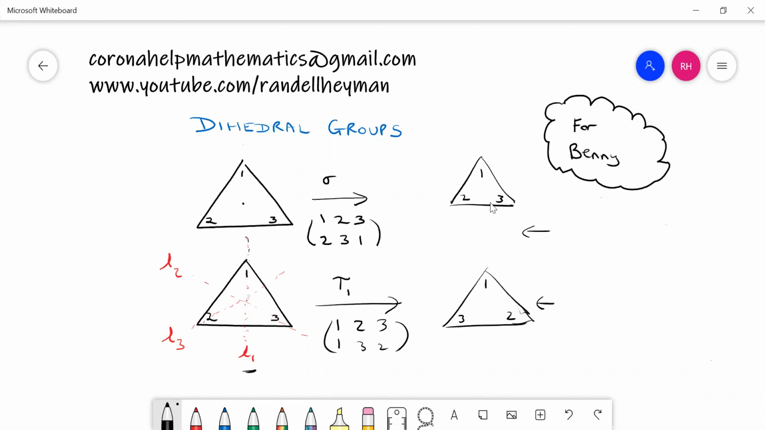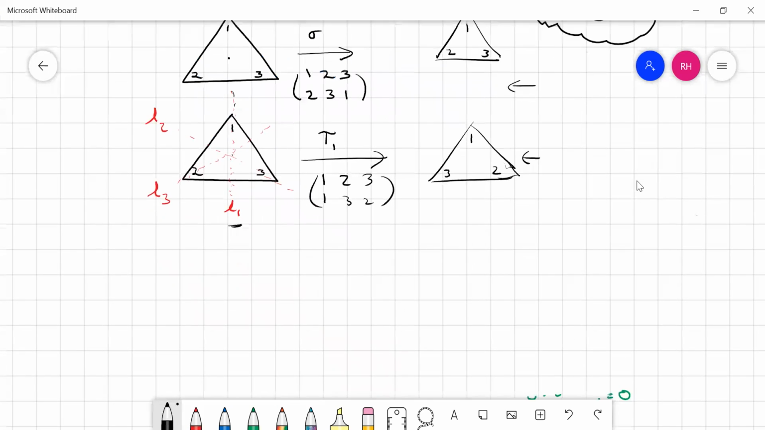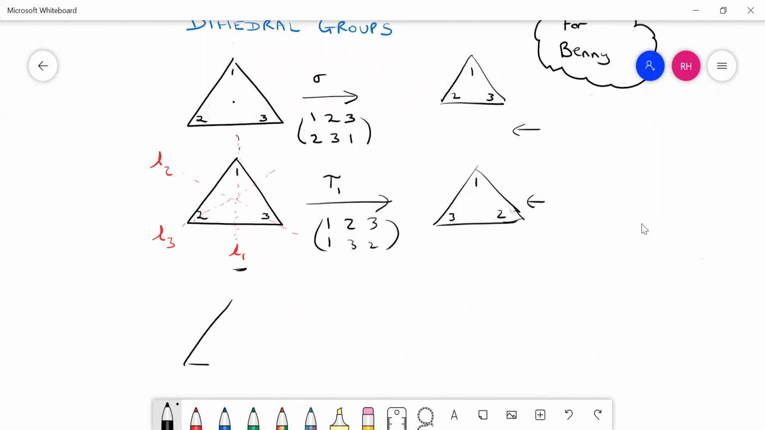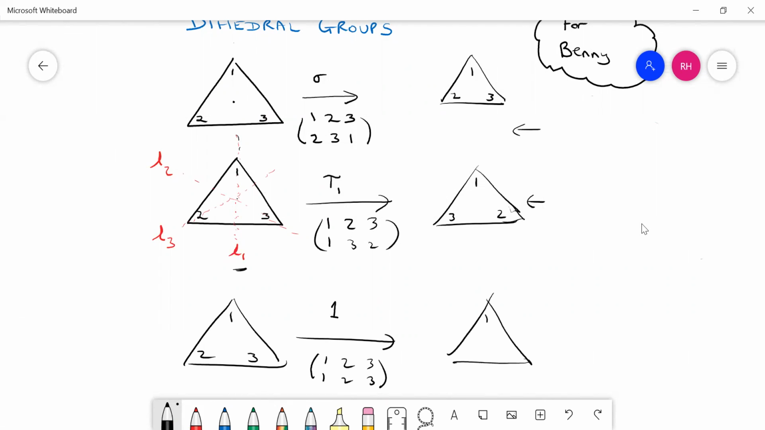Okay, I suppose there's one other action that we're going to have to discuss. I'll call it the number 1. Sometimes they use E, and it's basically no change. So 1 becomes 1, 2 becomes 2, 3 becomes 3. Now, you could see, for example, that if I take the rotation 3 times, I'll end up with the unchanged one down here.